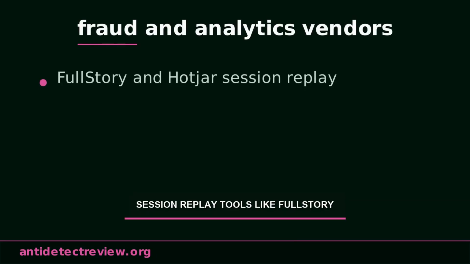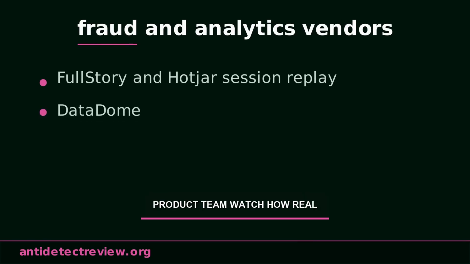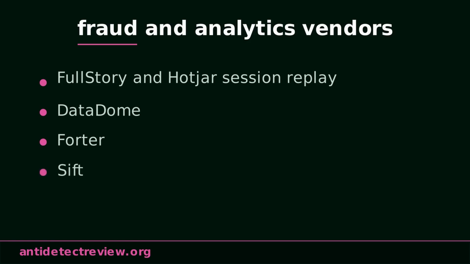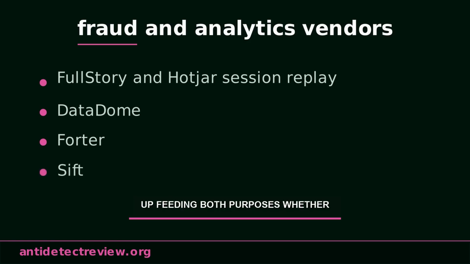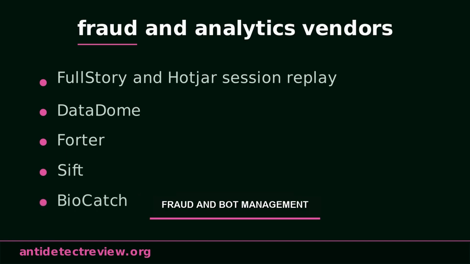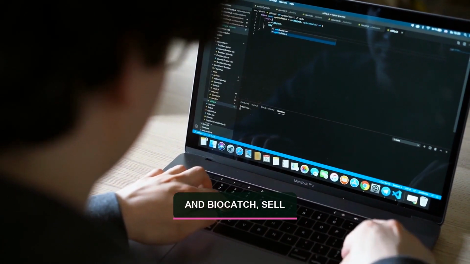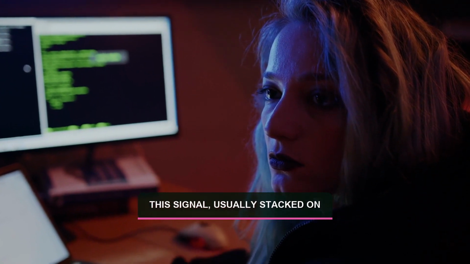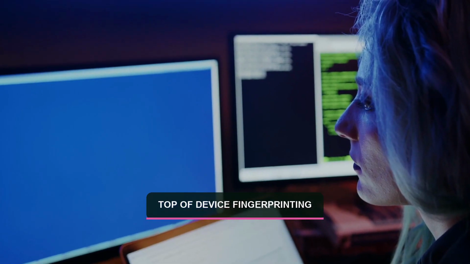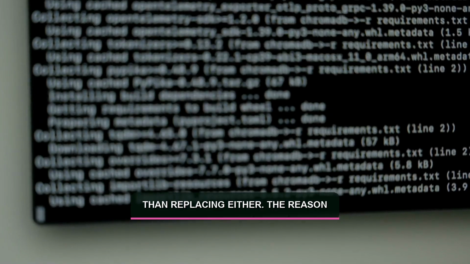Session replay tools like FullStory and Hotjar were built for UX research to let a product team watch how real users move through a checkout flow. But the event stream they capture to answer that question is exactly what a fraud model needs to build a behavioral fingerprint. So the same data ends up feeding both purposes whether the product team intended that or not. Dedicated fraud and bot management vendors, names like Datadome, Forter, Sift, and BioCatch, sell products built specifically around this signal, usually stacked on top of device fingerprinting and IP reputation rather than replacing either.